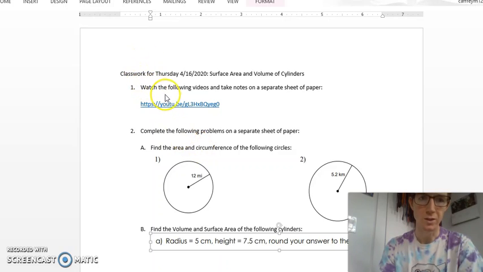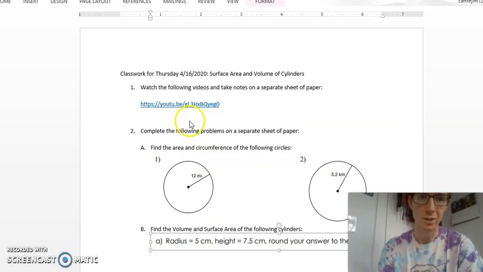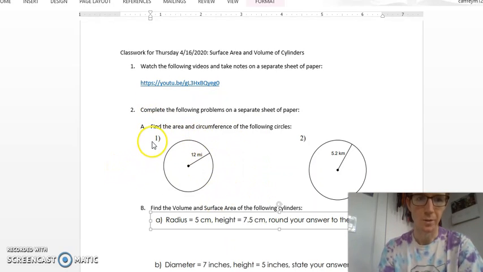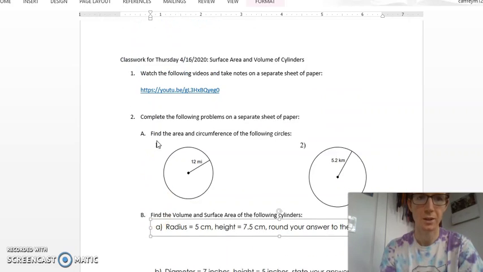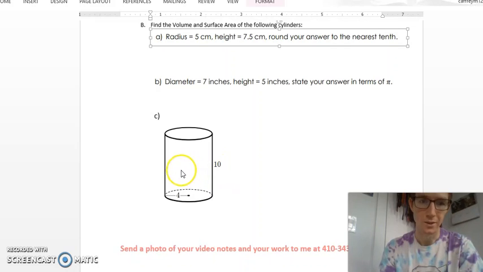So the first thing I want you guys to do is watch this video. It'll show you surface area and volume. So you may have to go back and forth a little bit on that video to help you with these problems, and you can also watch this video to help you. I think both surface area and volume, you kind of have to go back to area and circumference of a circle. So circles are two-dimensional, cylinders are three-dimensional.